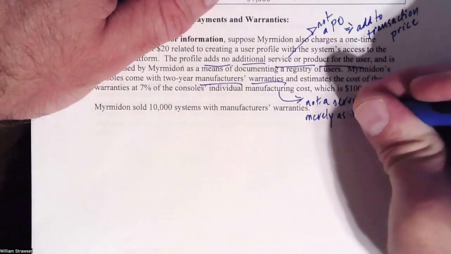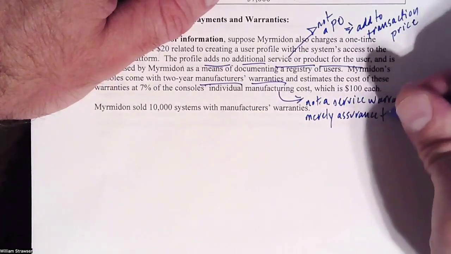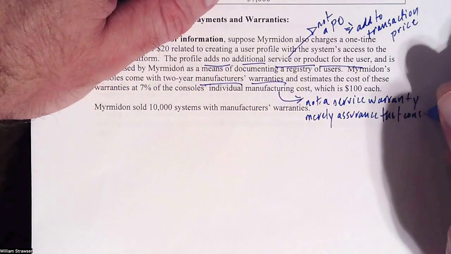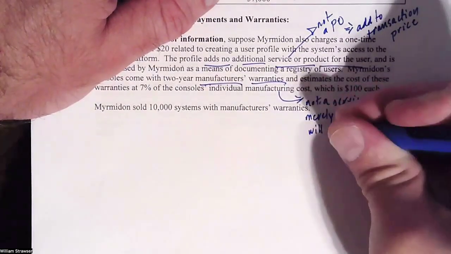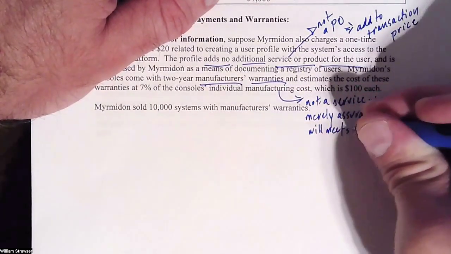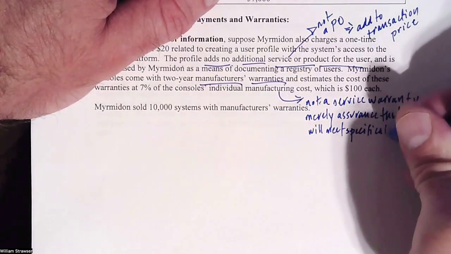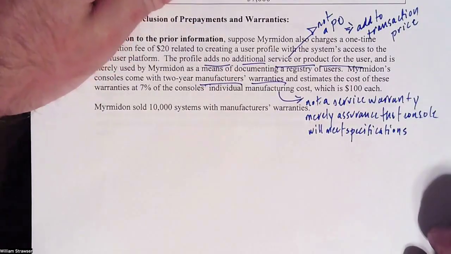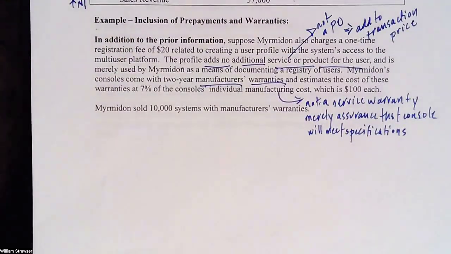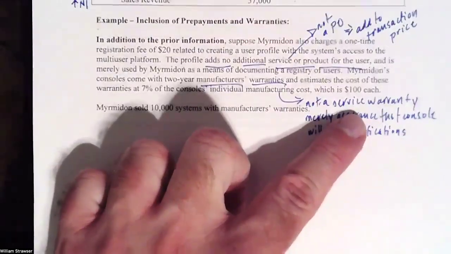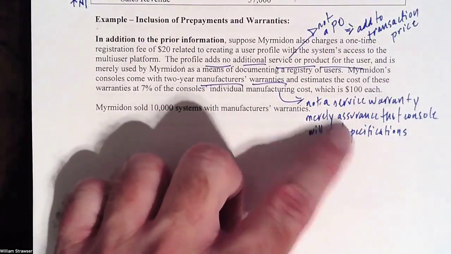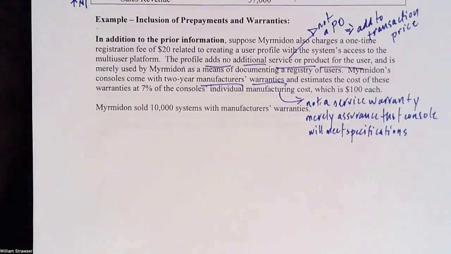So it's merely assurance that the console will meet specifications. It's not going above and beyond. It's not going to cover me spilling water onto the console and it frying the circuitry. That would not be covered under an assurance warranty. That would be a service warranty, right? So we don't have a service warranty. We just, if it comes out of the box broken, we can take it back. That's just a manufacturer's warranty, not a separate performance obligation.